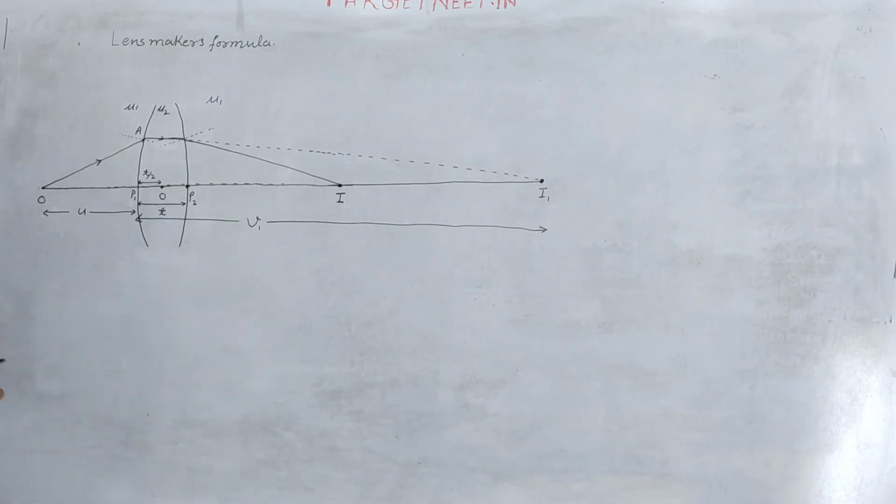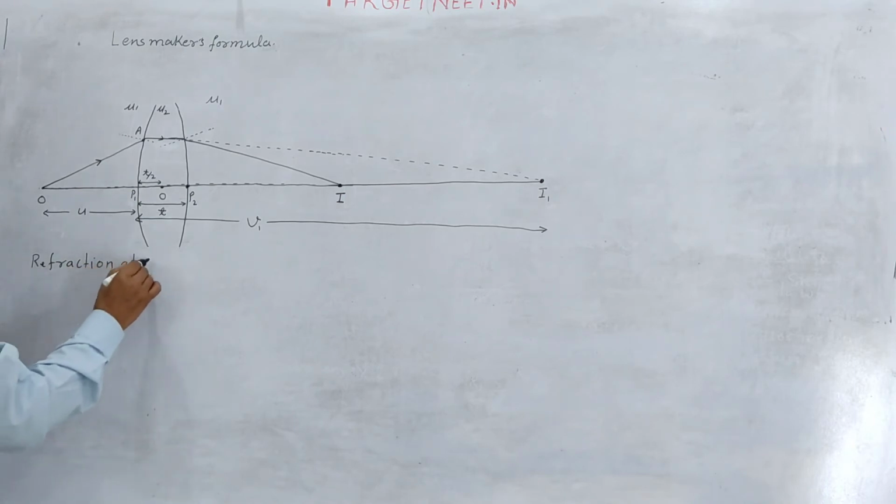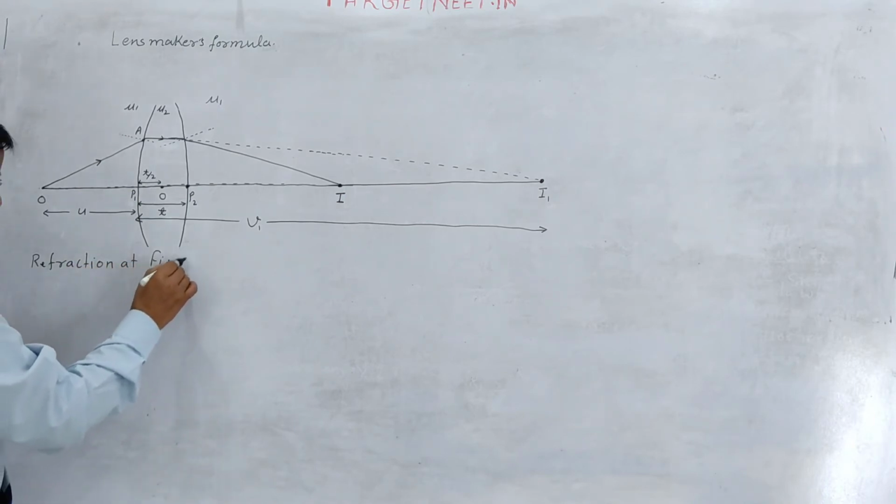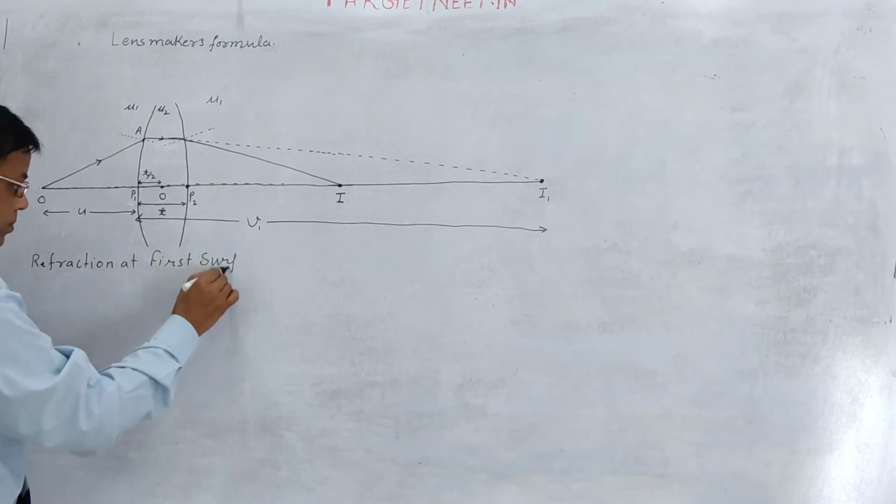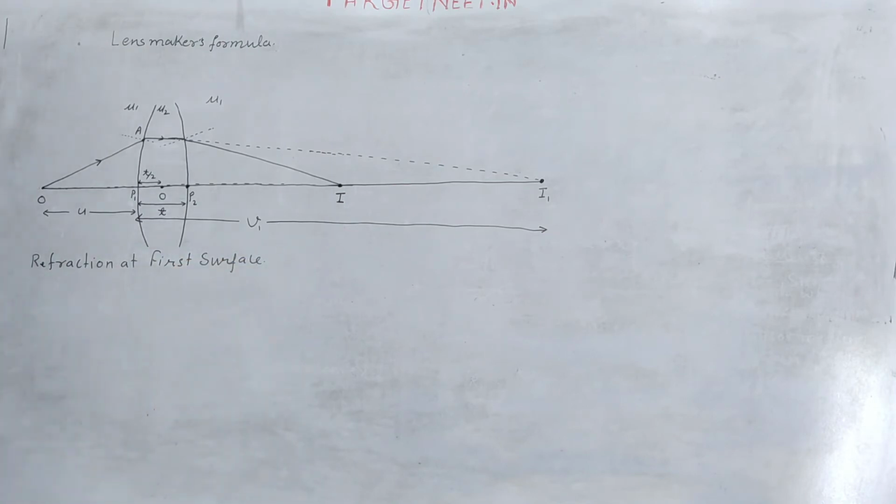So let us write refraction at the first surface. We have already derived the formula. Refraction is taking place from rarer to denser. So we have to use the formula mu2 upon V. Now V for the first refracting surface is V1. So V1 minus mu1 upon U. U is this.